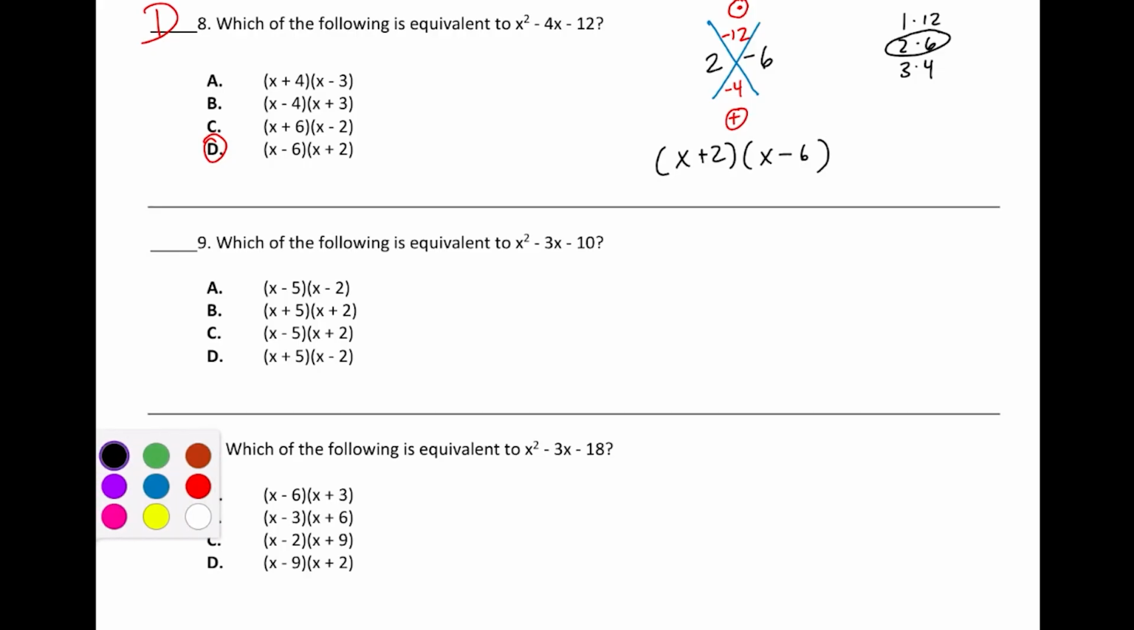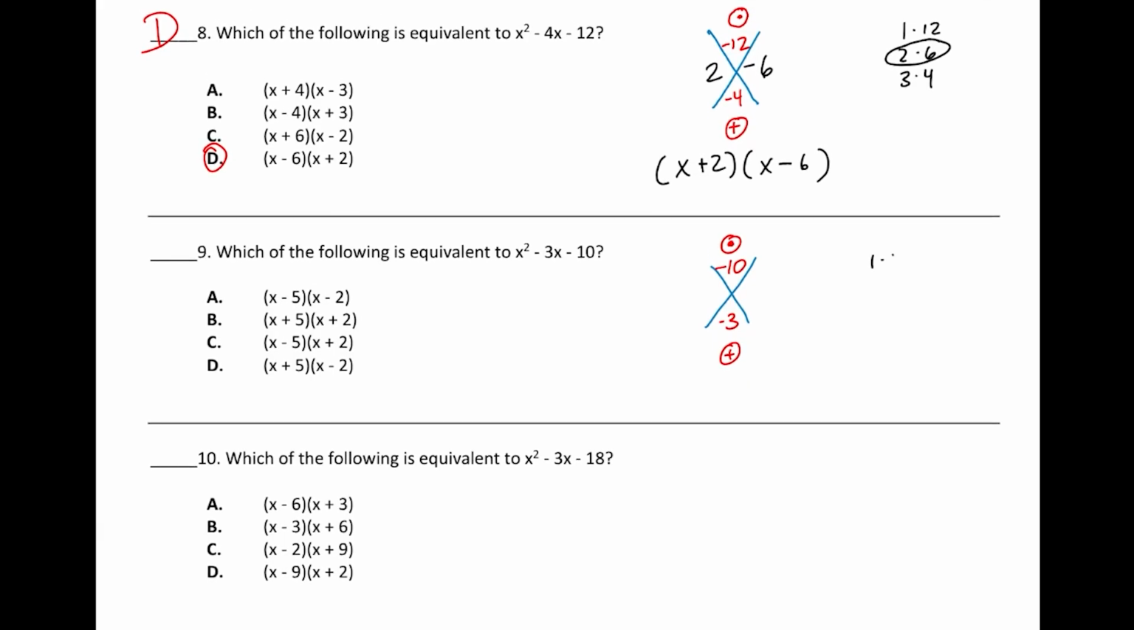Number 9 will be solved similarly. We'll use the big X again. Here we're looking for two numbers that multiply to give me negative 10 and add up to negative 3. Once again, if you're having trouble, just go ahead and list all the factors of 10 here. So 1 times 10, 2 times 5, that's it.